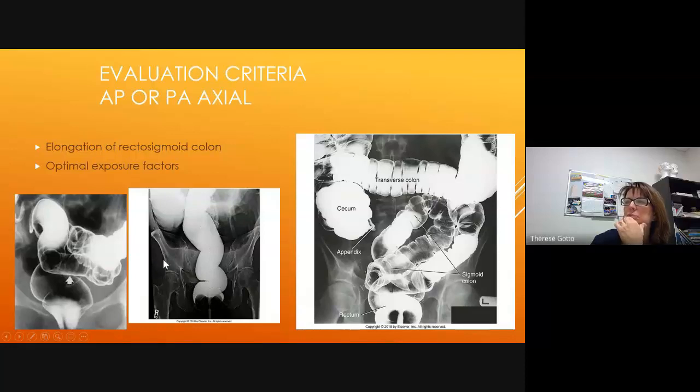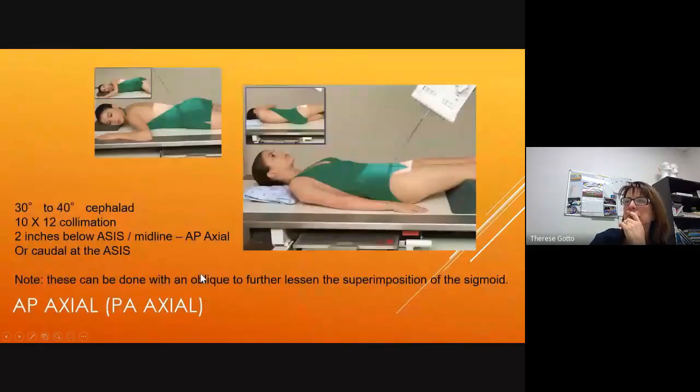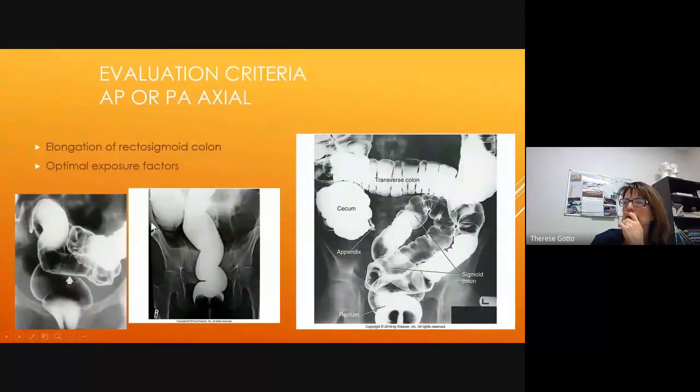So this patient is prone. Is this a cephalad or caudal angle? Remember your angle, 30 to 40 degrees. This is a caudal angle if they're prone, and a cephalad angle if they are supine. There's some of the S that's been straightened out. We don't see a lot here, but there's some of the S right here. That's a good double contrast.